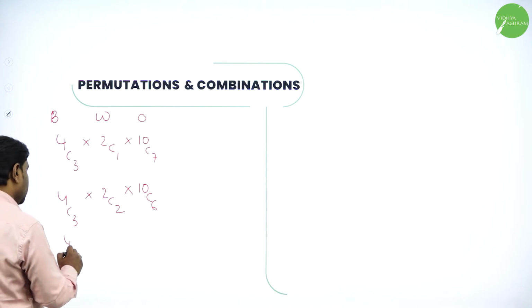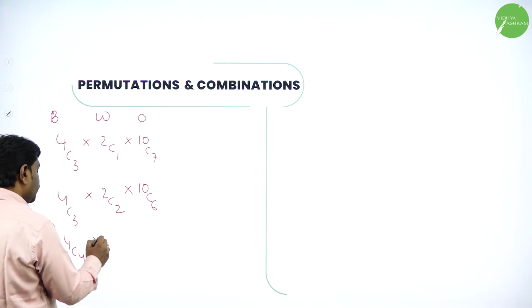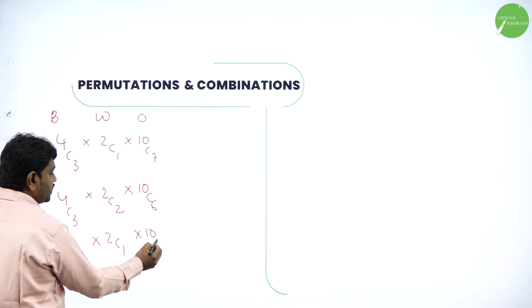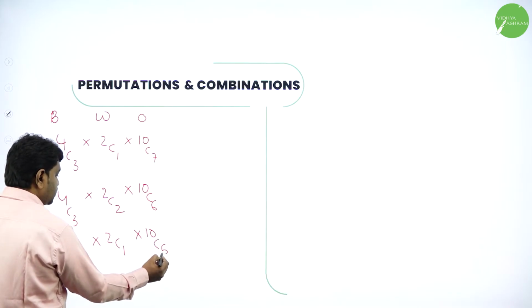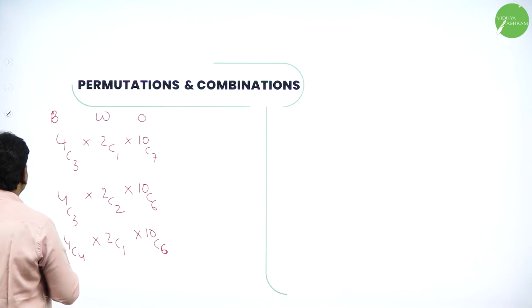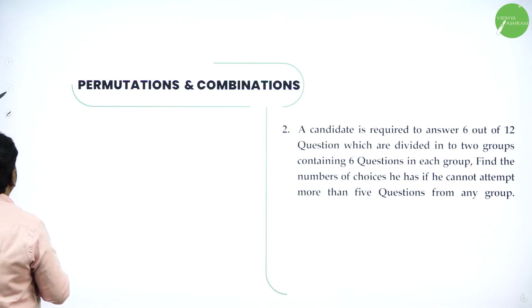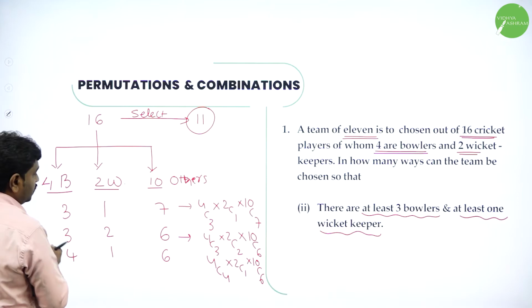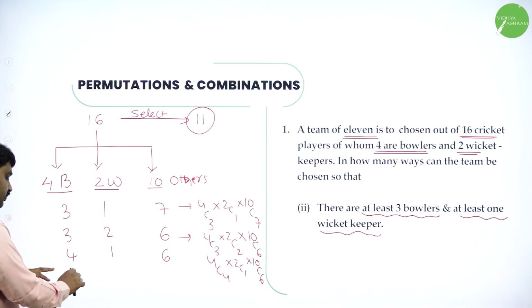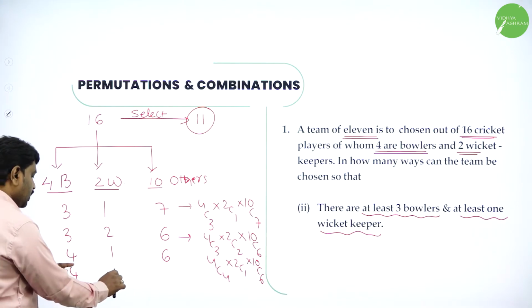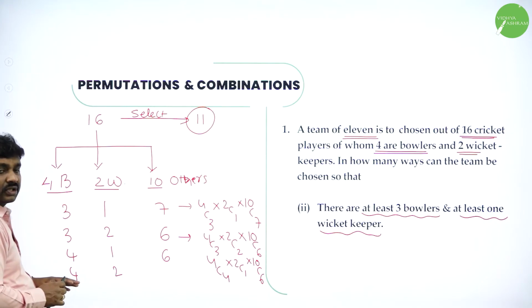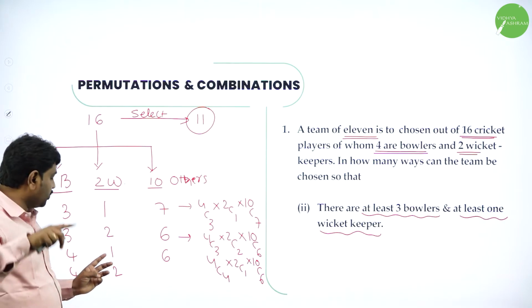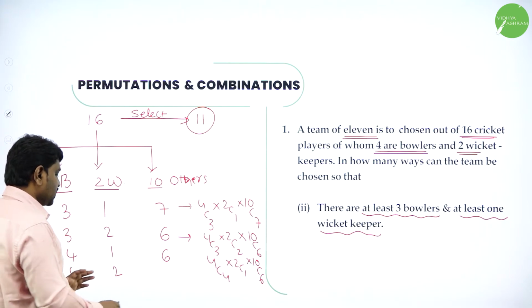The other combination is: out of 4 bowlers, select all 4 bowlers, and wicket keepers I select only 1, and in others I'll select 6, because the sum should be 11. And the last situation is: I'll select 4 bowlers and both the wicket keepers. At least 3 bowlers means 3 or more bowlers, at least 1 wicket keeper means 1 or more. 6 I selected, remaining 5.